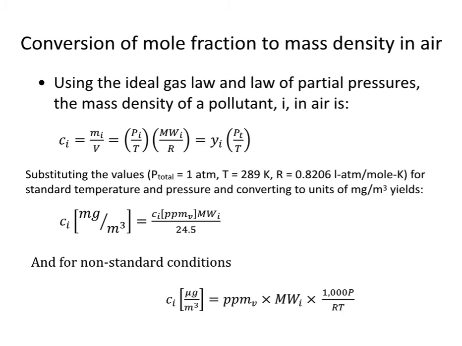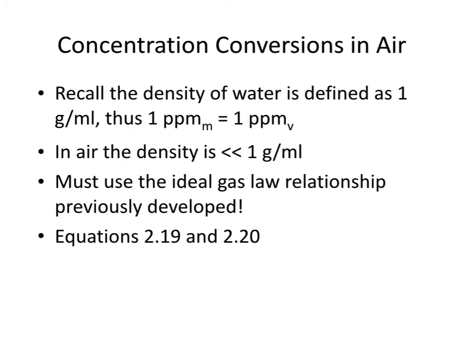For non-standard conditions where we have a non-standard pressure or temperature, the concentration in units of micrograms per meter cubed is equal to the concentration in parts per million by volume times the molecular weight of the compound multiplied by 1,000 times the pressure of the system divided by the ideal gas law constant and the temperature. So let's remember that the density of water is different than the density of air. So we get a much different relationship between the mass conversion values, and in your textbook you'll find these conversion equations expressed as equations 219 and 220.